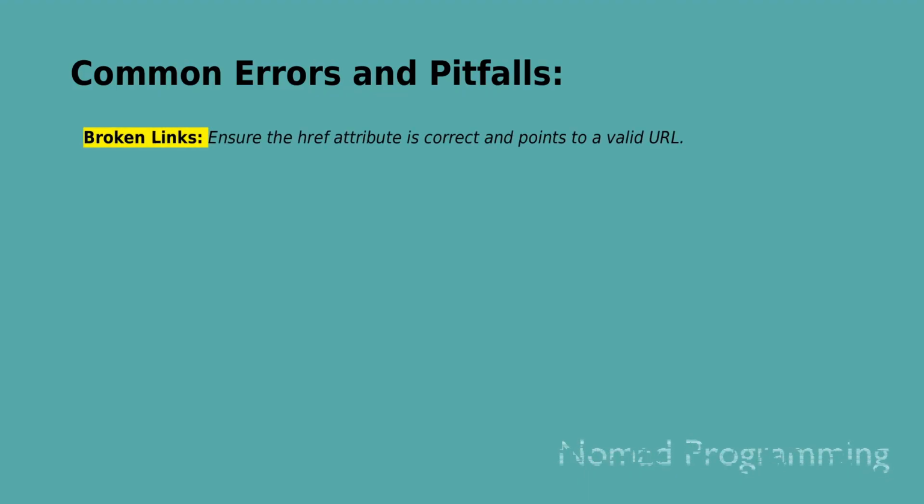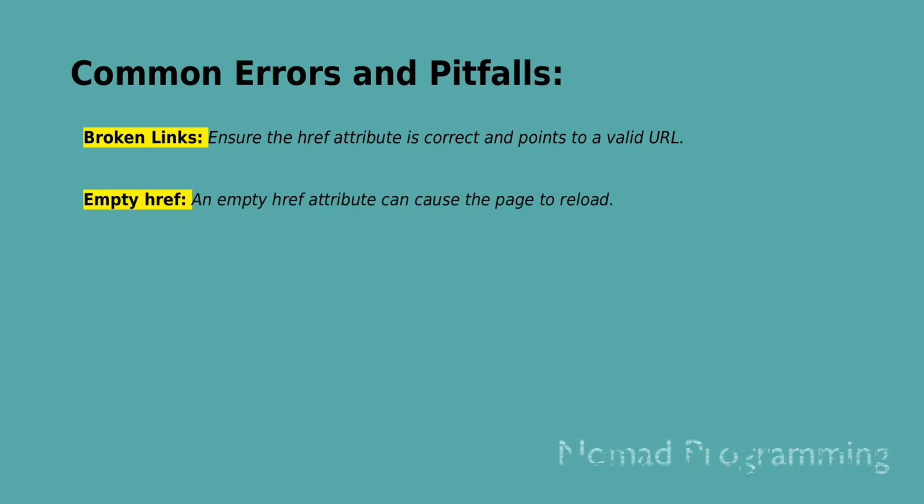Always verify that the hypertext reference attribute contains a valid URL. Broken links occur when the URL is incorrect or the destination resource no longer exists, leading to a 404 error page. Regularly check and update links to maintain a seamless user experience. Empty href. An empty href attribute can cause the page to reload or result in a non-functional link. Ensure the href attribute contains a valid URL or a fragment identifier to avoid unintended behavior.